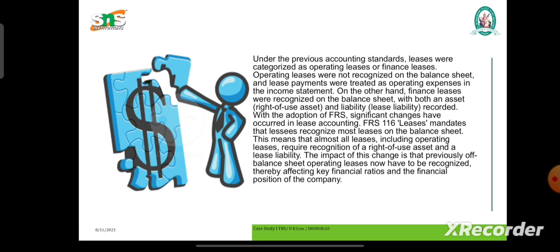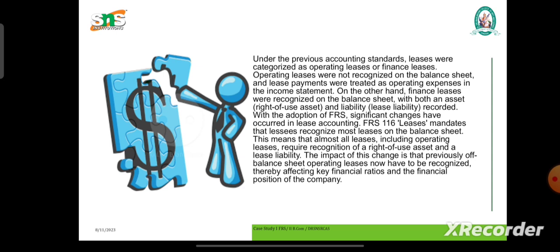With the adoption of IFRS, significant changes have occurred. The lease accounting standard, IFRS 16 Leases, mandates that lessees recognize most leases on the balance sheet. This means that almost all leases, including operating leases, require recognition of the right of use asset and a lease liability.